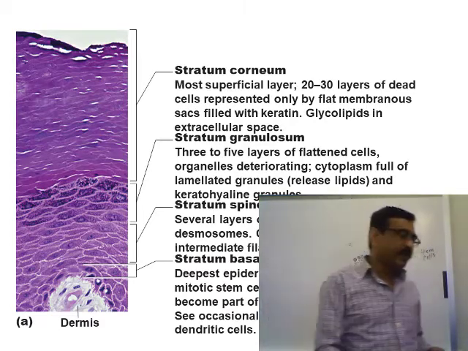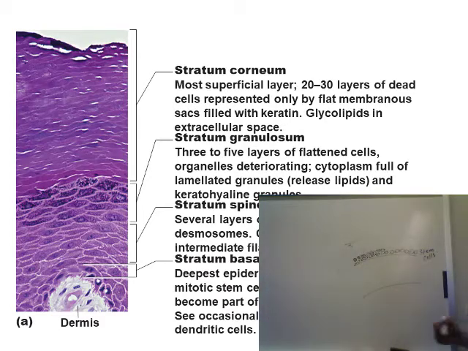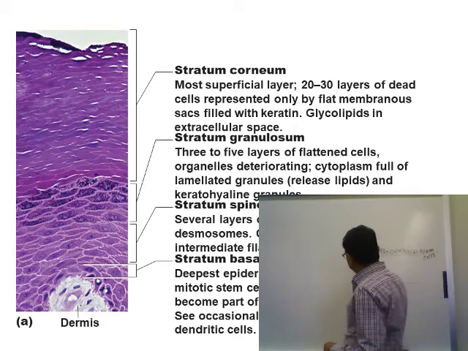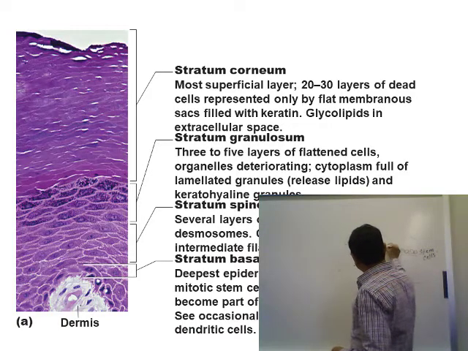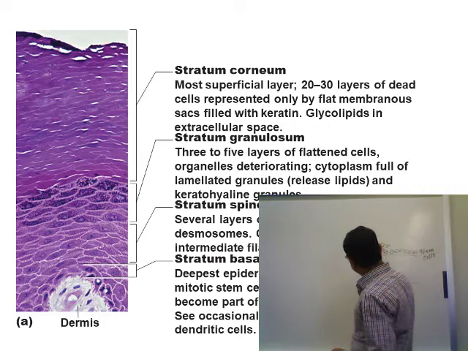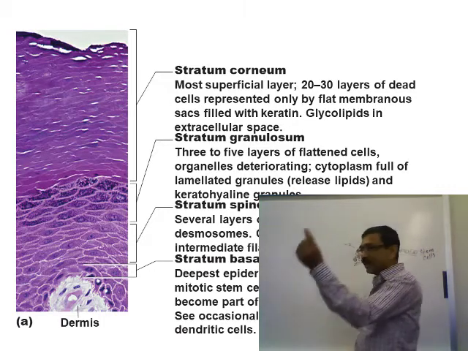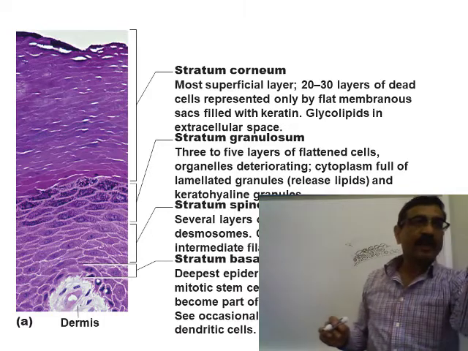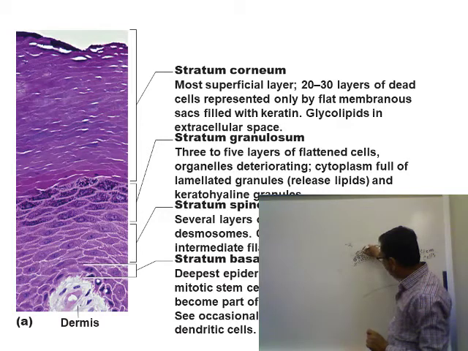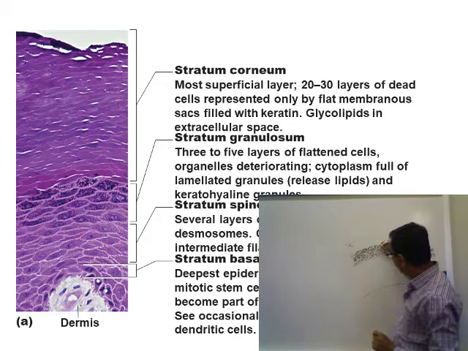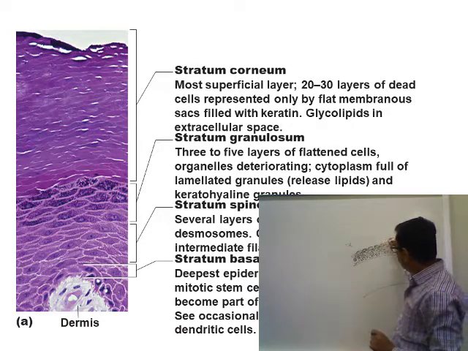The next layer is the stratum granulosum. In this layer, you will see cells that are filled with granules. That's why it is called granulosum. Granules are small chemical particles, very tiny, right? So these cells are filled with small chemical particles or granules. That's why it is called stratum granulosum.